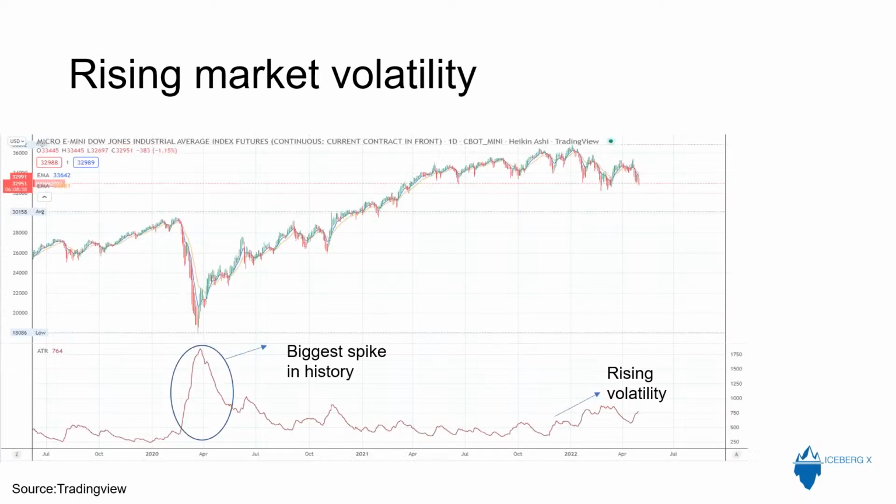To give you an example, if you just look at Micro E-mini Dow, at least since the start of 2020, during the COVID-19 pandemic, we saw the biggest spike in intraday volatility in history. I think it went as high as 2,000 points on an intraday basis. That's huge. And obviously, in the first quarter of this year, we have seen rising volatility as well. So really, I think we're entering a period of high volatility. As a trader, you tend to love volatility, but you have to make sure that a stop loss is in place to capture this kind of volatility.